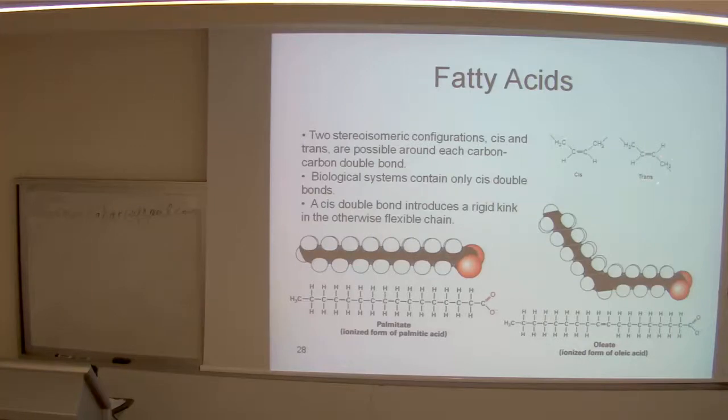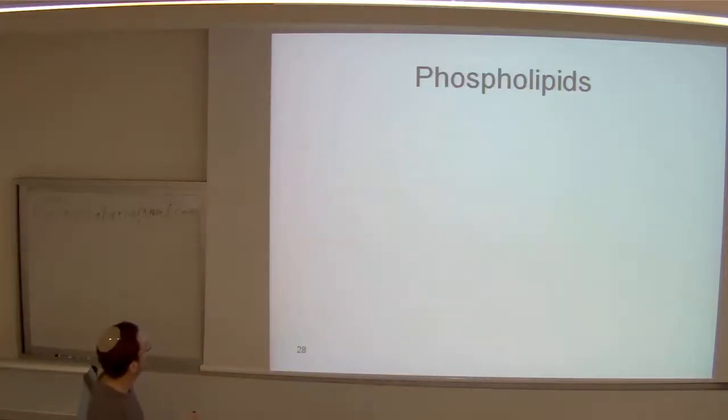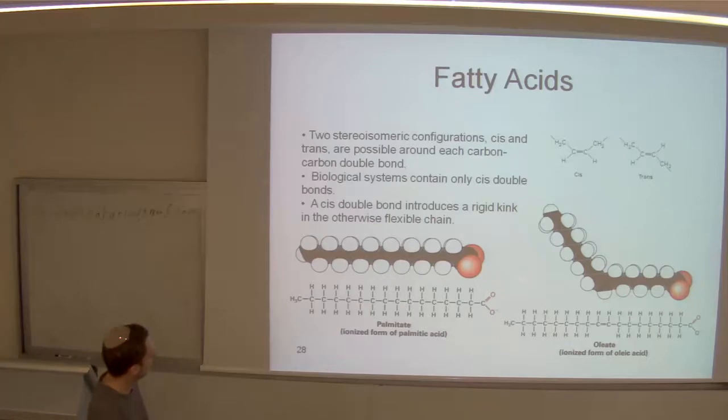And the second configuration is trans. Trans meaning on opposite sides. So again, stretch a line here, and the two moieties are on opposite sides. In the case of fatty acids, you only find a cis double bond. So this is how the kink looks like. And it has some significance, which we will enter later on.